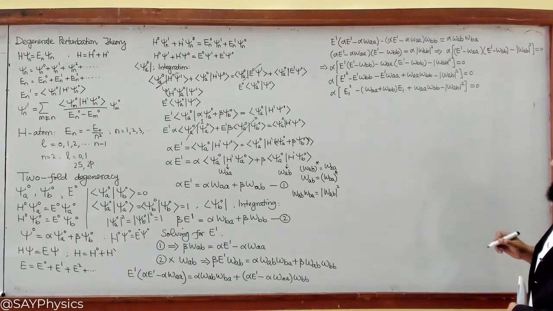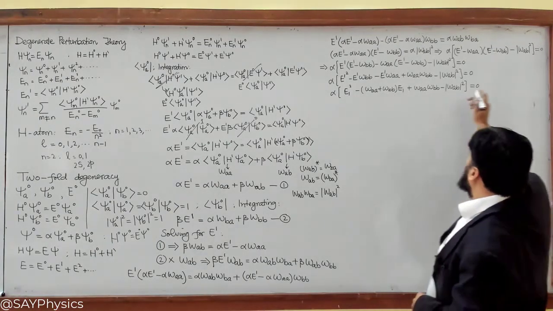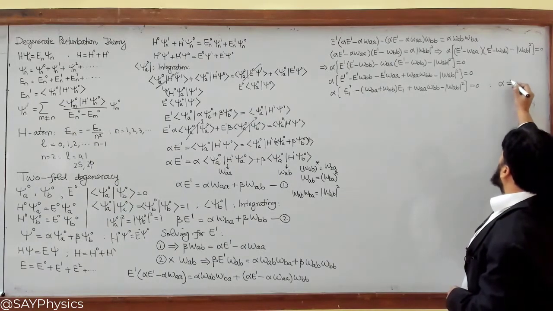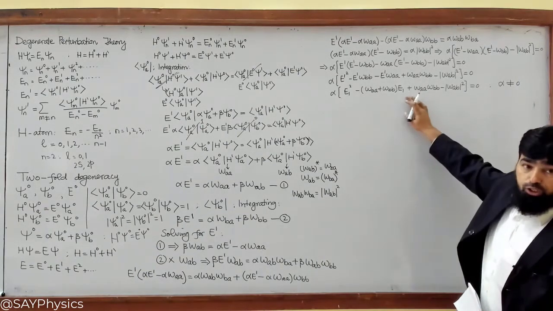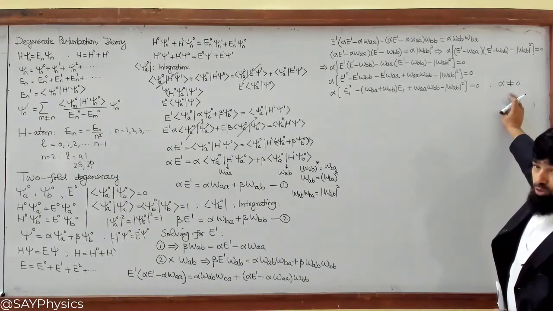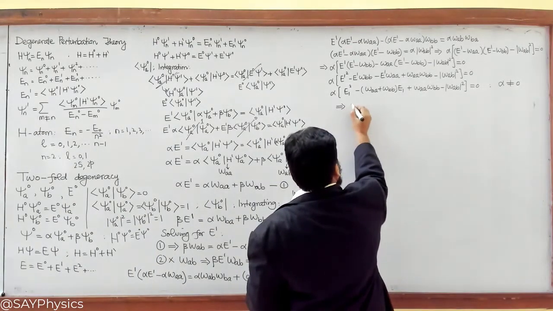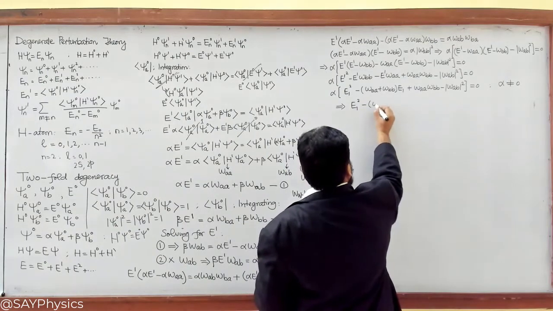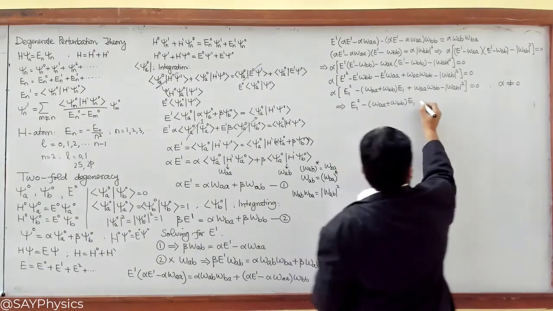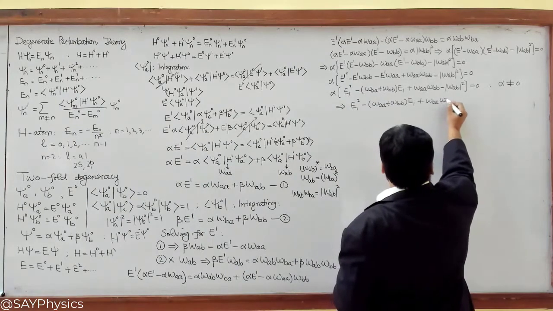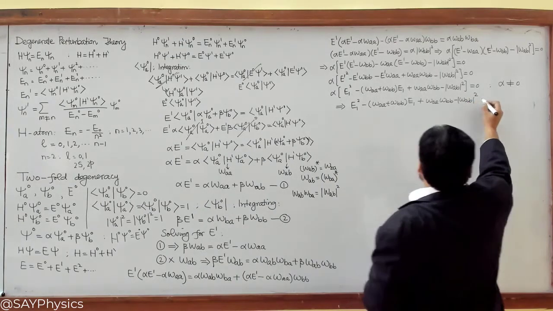Now you know that the alpha multiplication with this one is equal to 0. What if alpha is non-zero? Then it means that this equation is equal to 0. For alpha non-zero, it means this equation is equal to 0. So this equation implies that E1 squared minus WAA plus WBB times E1 plus WAA WBB minus WAB mod square is equal to 0.